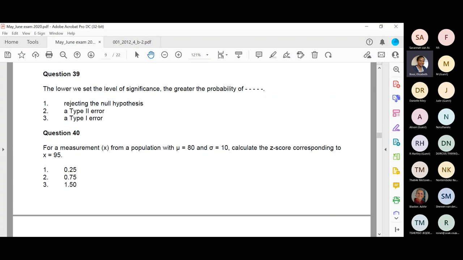The lower we set the level of significance, the greater probability of hypothesis. Does anyone have the answer to that? It's number 2, a type 2 error.